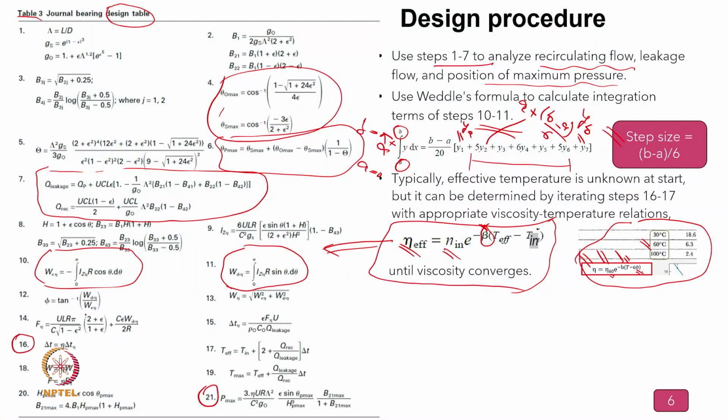Once we utilize this, particularly you can see here steps 16 and 17. Intelligently it has been arranged so that we don't really require iteration up to this point. We require iteration only in these two steps, because as the temperature rise delta T increases, viscosity will reduce, and then this iteration will finally give what the T factor will be.